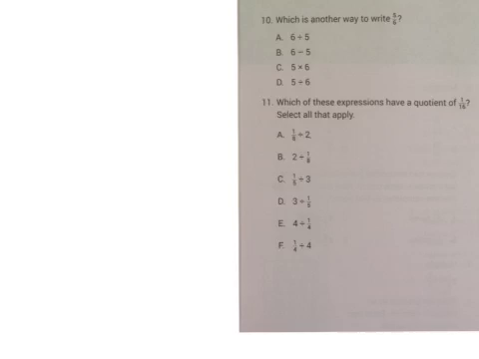Alright, so number 10 just asks us a simple question, which is another way to write 5 over 6. So we know it is not going to be A. We know it's going to be a division problem. So it's going to be D, because 5 over 6 is the same thing as writing 5 divided by 6. Alright, so let's look at number 11.